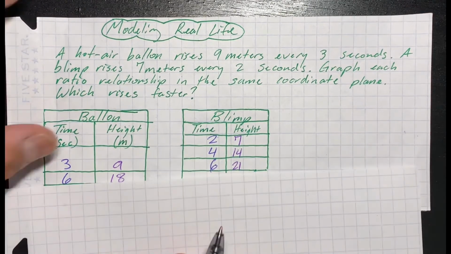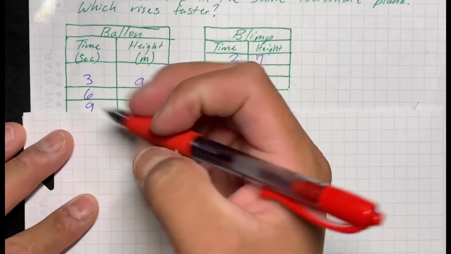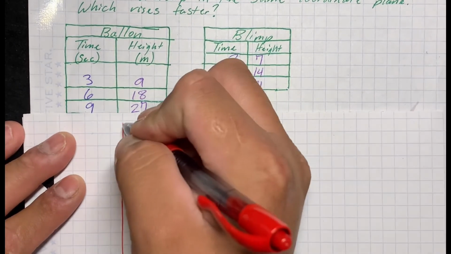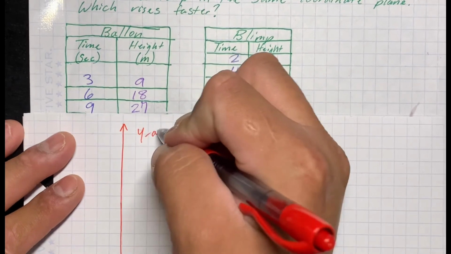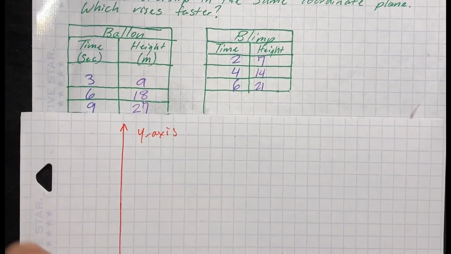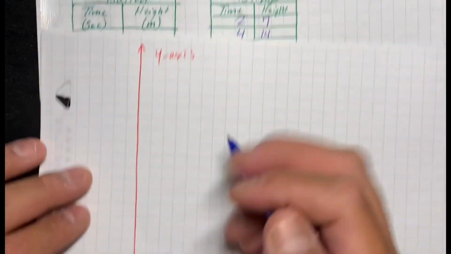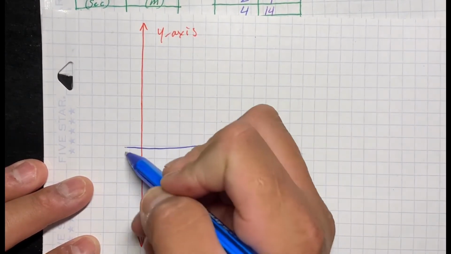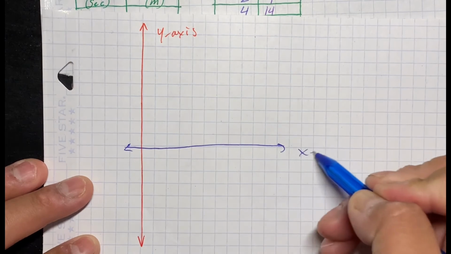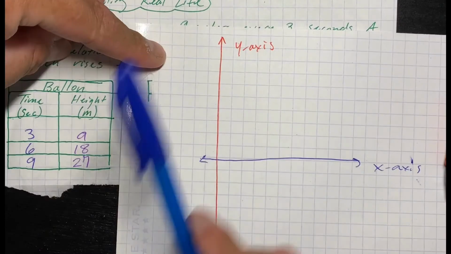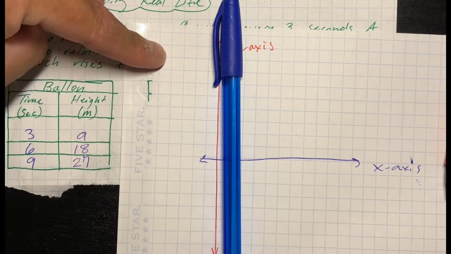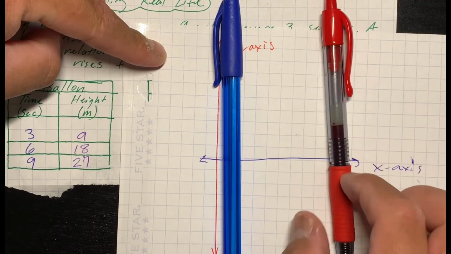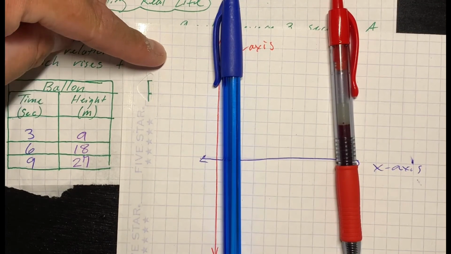Okay, so from here, I'm going to make this the y-axis. I'm going to make it red this time. And that's going to be our y-axis, the vertical number line. And in blue, I'm going to make the x-axis. So in blue, I'm going to plot the coordinates for the hot air balloon. And in red, I'm going to plot the coordinates for the blimp.